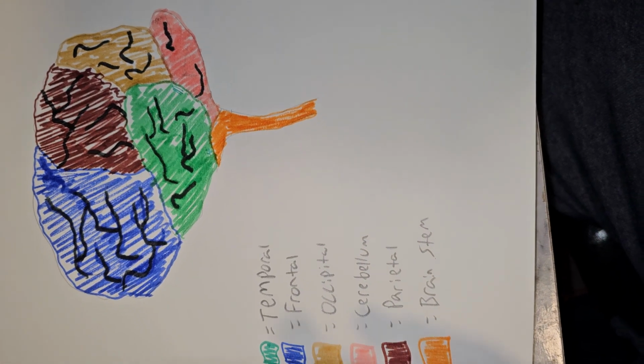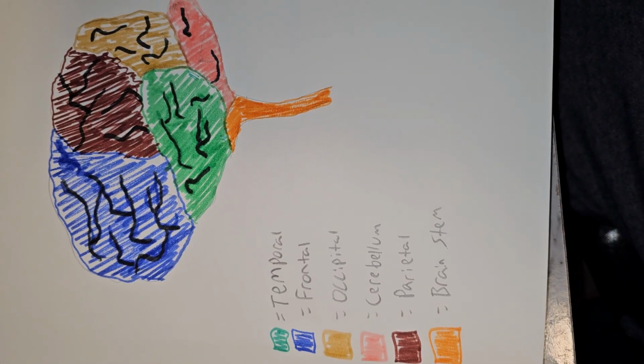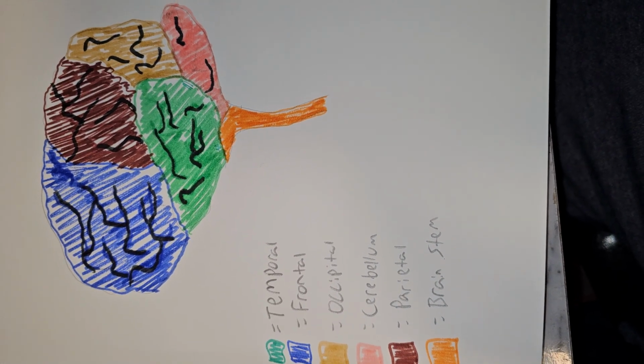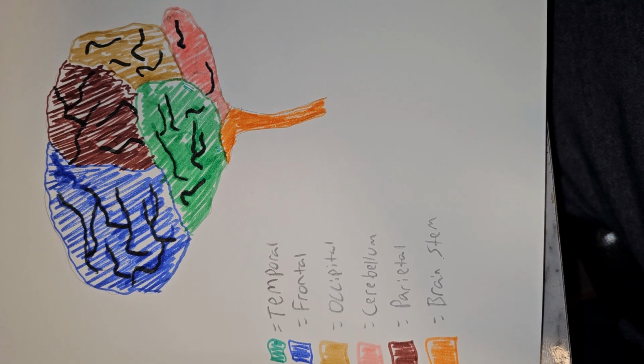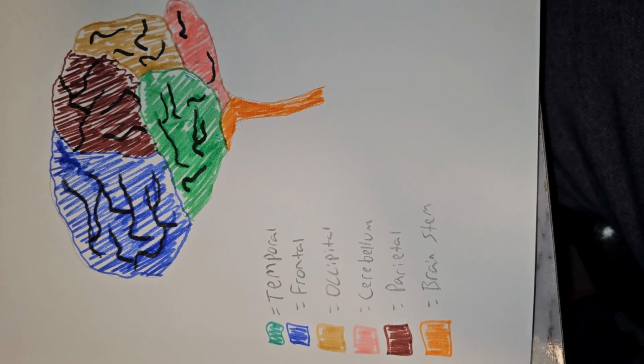Next is the parietal lobe. That's up here. That helps understanding the world around you by processing your senses into a form you can use. It's kind of the main function of that.